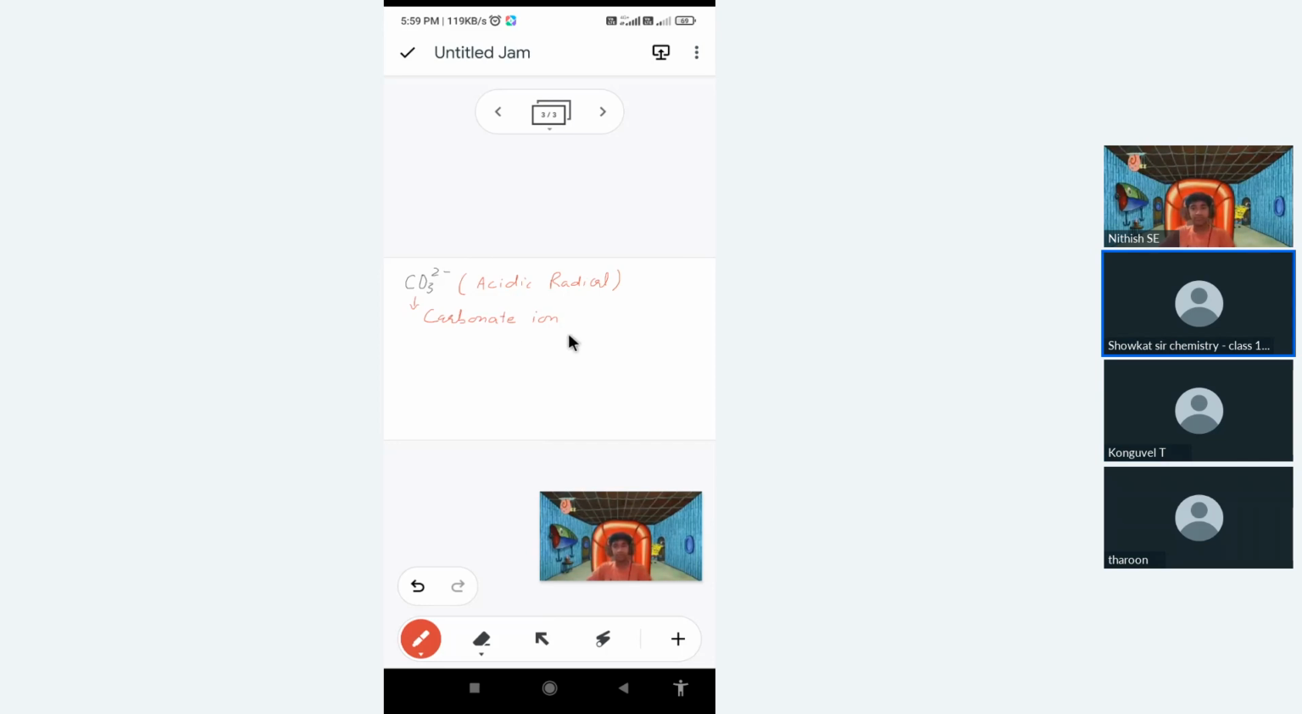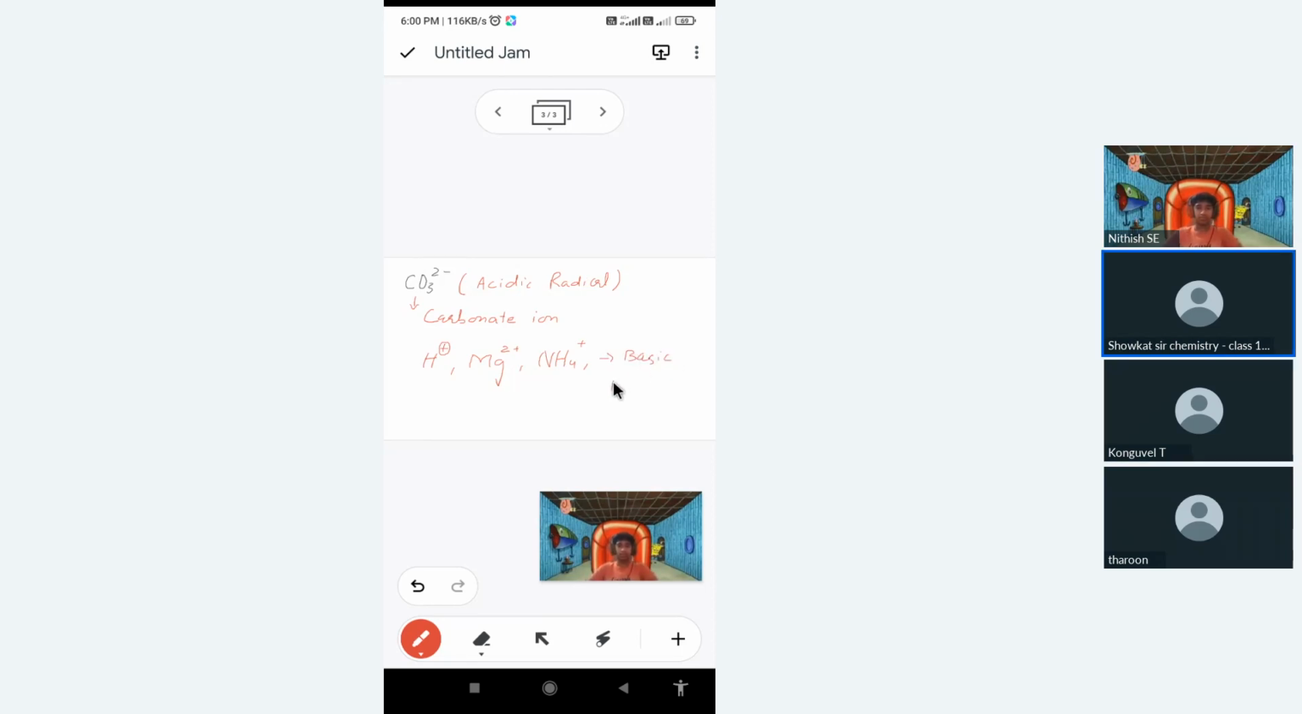So this is your carbonate ion. It is definitely your acidic radical. Now, similarly, if I'm having H+, what do you think it is? It's a basic radical, sir. Yes, it has positive charge. Similarly, if I'm having magnesium 2+, definitely it is also your basic radical, isn't it? Similarly, if I'm having NH4+, this will also come in the basic radical. Correct? Yes, sir.